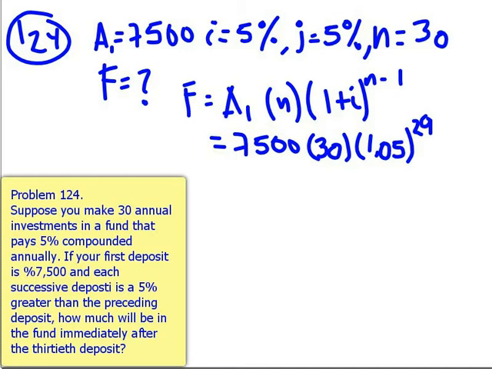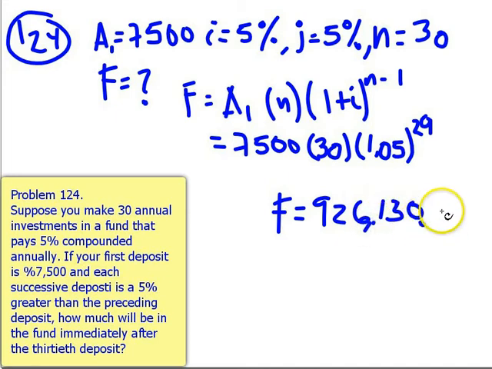So when we plug in the values, we have 7,500 times 30 times 1.05 to the 29. The value of that, the future value, is $926,130 and 51 cents.